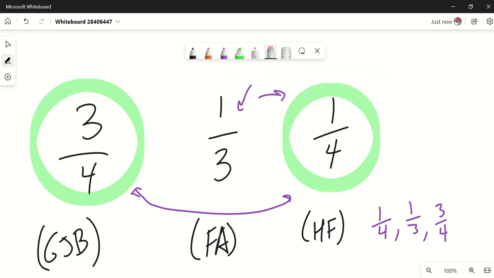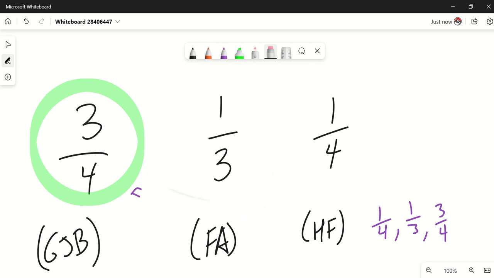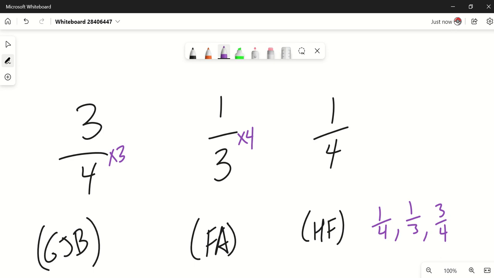Now, if you're not sure, or you want to be 1000% sure, what we can do is change these denominators so they're all the same. Again, 4 and 3's lowest common multiple is going to be 12. So I'm going to multiply all of these by 3, all of these by 4, and all of these by 3. Because 4 times 3 will equal 12. 3 times 4 over here will equal 12. And 4 times 3 will equal 12.